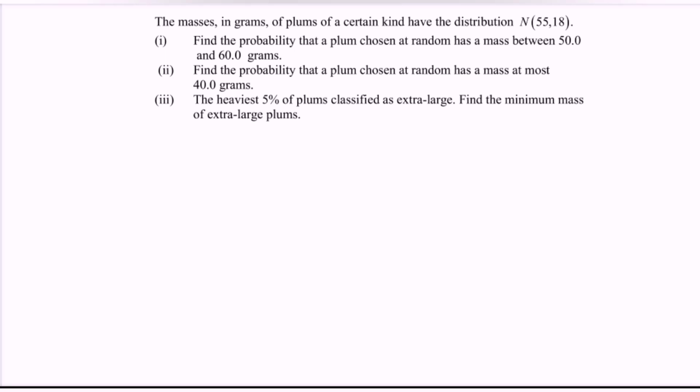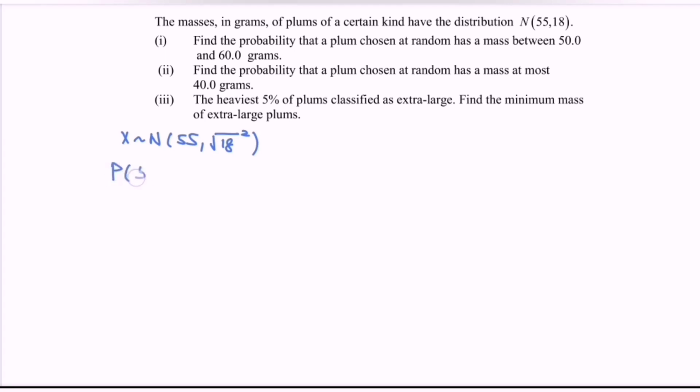Hello everyone, in this video I'm going to discuss the example for special probability distribution. The masses in gram of plums of a certain kind have a normal distribution with 55 mean and 18 variance. So rewrite the situation: X is normally distributed with 55 and the square root of 18 squared. Find the probability that a plum chosen at random has a mass between 50 and 60 gram.